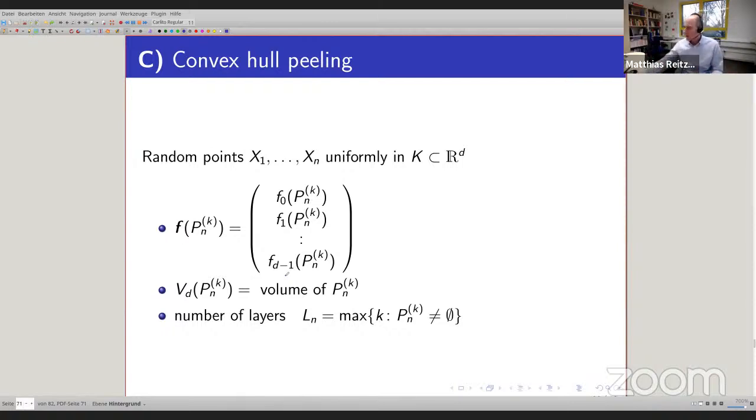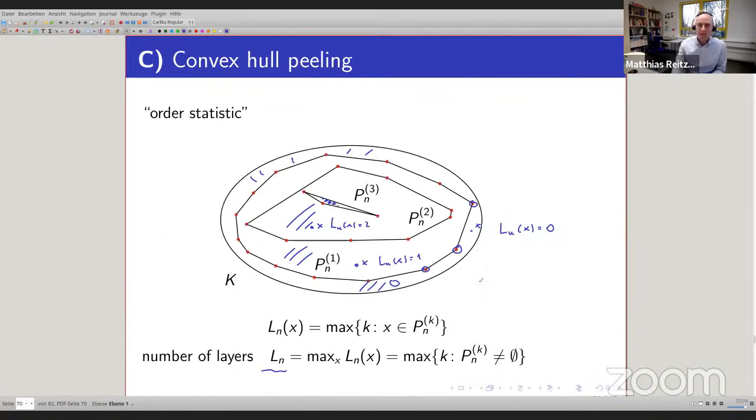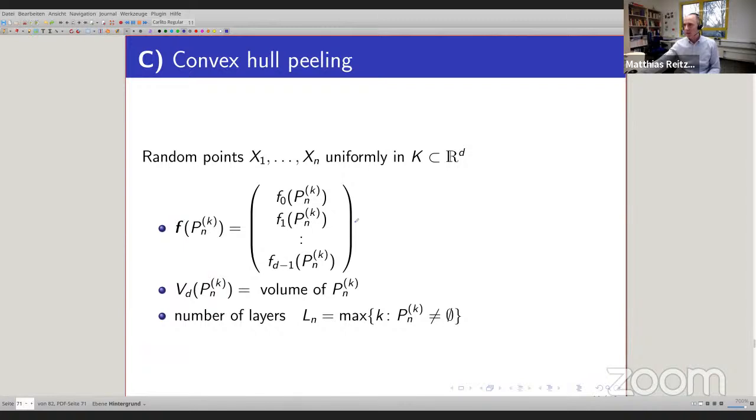It's quite clear the volume of each layer is decreasing. The first layer has the largest volume. Then there's the second layer, which has smaller volume. The third layer has less volume again, and so on. So can we say something about the volume of the layers? And then clearly the number of layers is of interest.